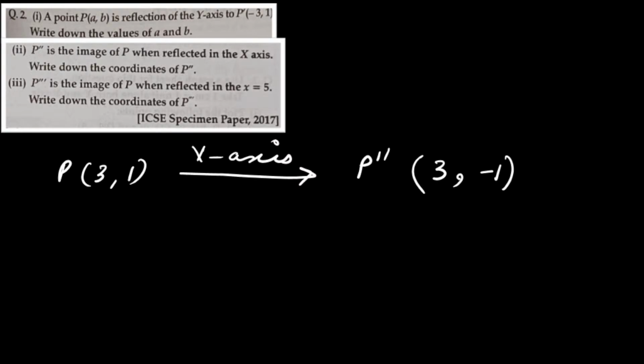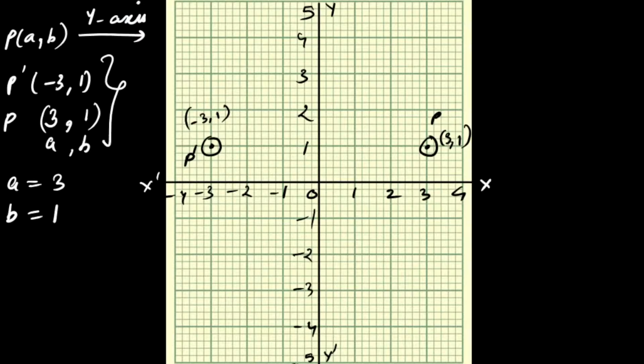Let's plot it on the graph also. So 3 comma minus 1. If I plot 3 comma minus 1, on x I have to locate 3 and go vertically down. So here I have the point P double dash. Its value is 3 comma minus 1. So this is also done.